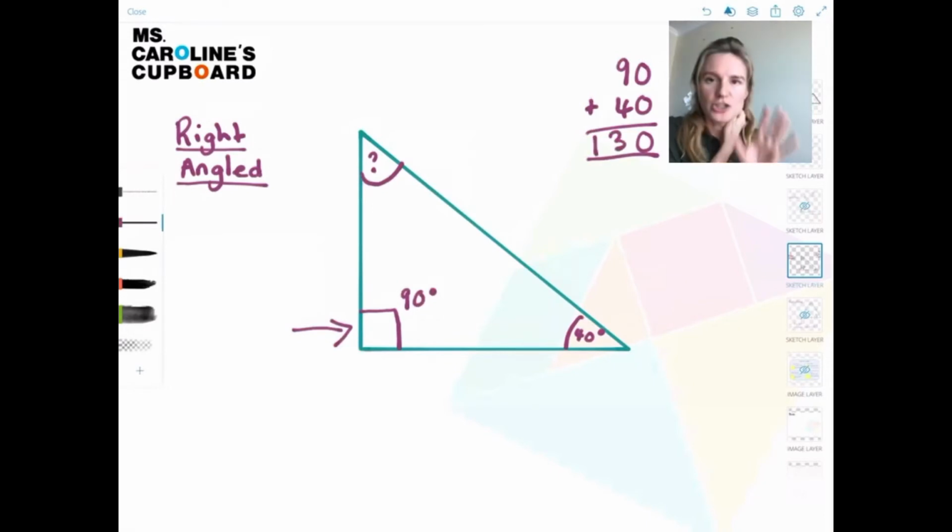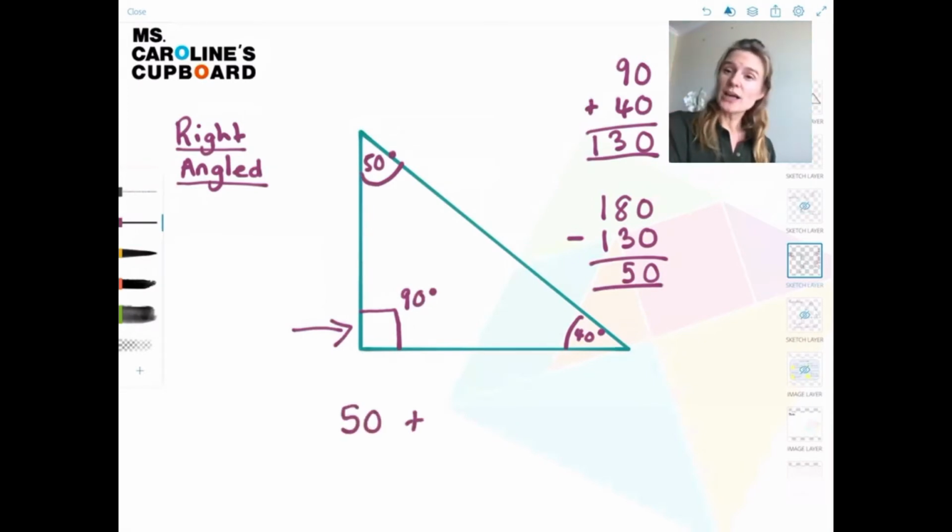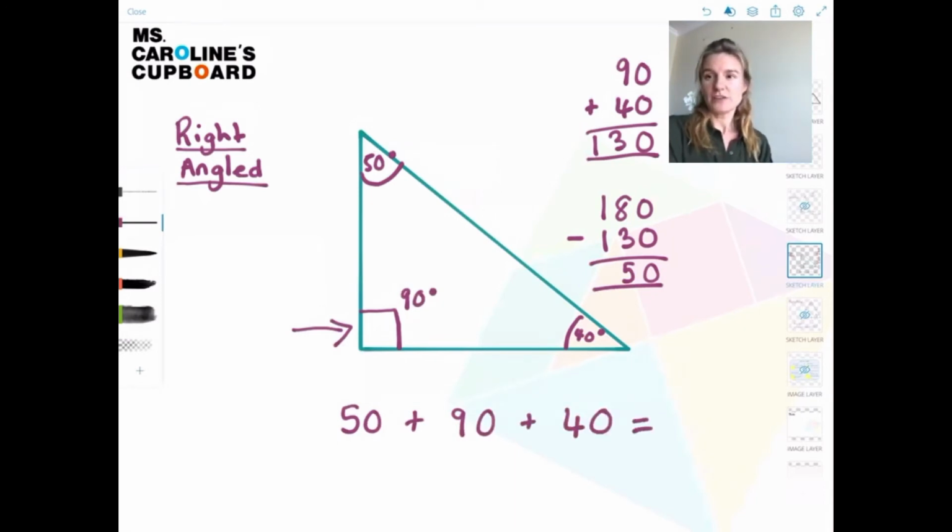130. So we've got 130 so far. We've got to take 180 and take away that 130, and it's going to give us our missing angle. So 180 minus 130 is 50, which means our angle is 50 degrees. Yay! We figured that one out because we knew that 90 degrees is on a right angle. So 50 plus 90 plus 40 should equal 180, and it does.